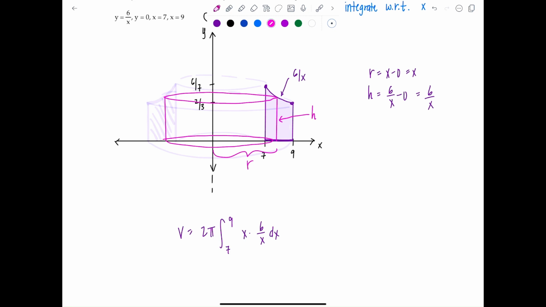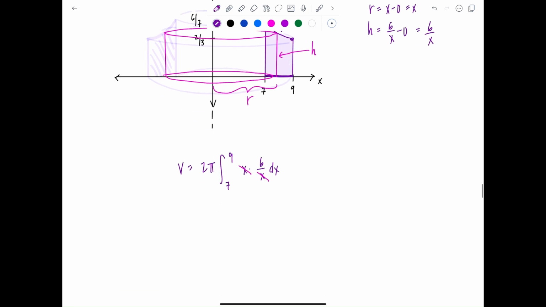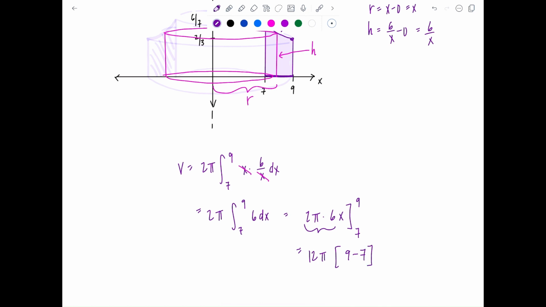So volume equals 2 pi, integral from 7 to 9, x times 6 over x. Cancel, cancel. Oh my, what a cute little integral. 2 pi, 7 to 9, 6 dx. Antiderivative of a constant, you just slap an x on it, from 7 to 9. This is 12 pi, 9 minus 7, that's 2. So altogether, this is 24 pi, and we are done. Voila. That was not bad, right? The one before was spicier.